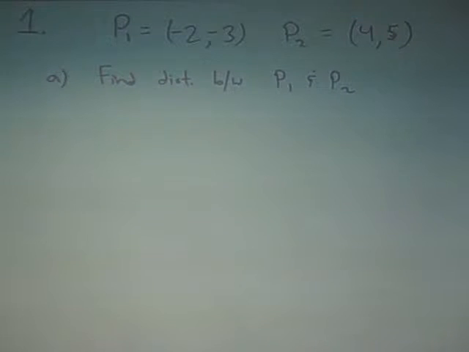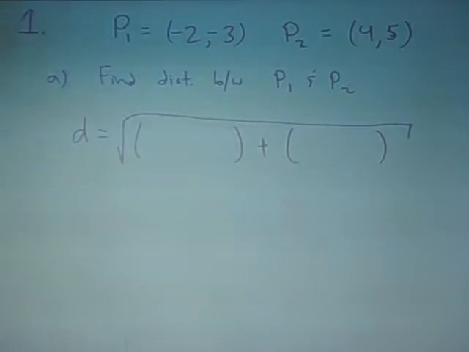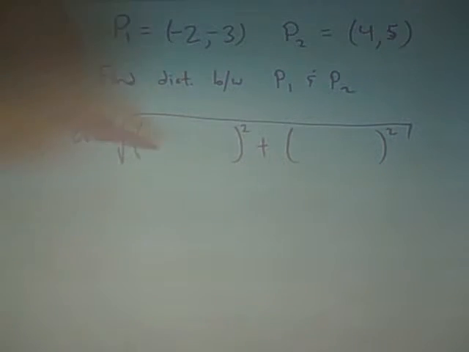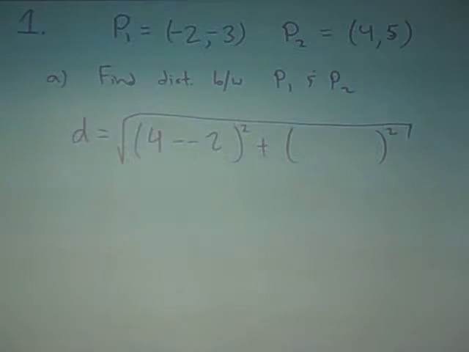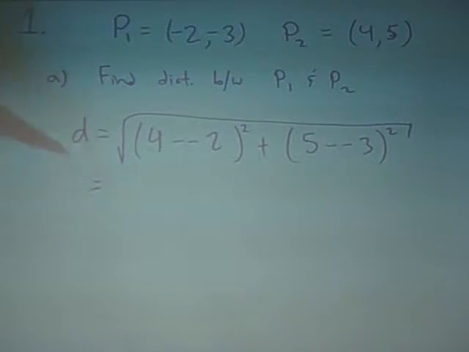We want to find the distance between those 2 points, and we just want to use the distance formula. So we'll take the square root. We'll take the difference in the x's first, so 4 minus negative 2. And then we'll take the difference in the y's, so 5 minus negative 3.